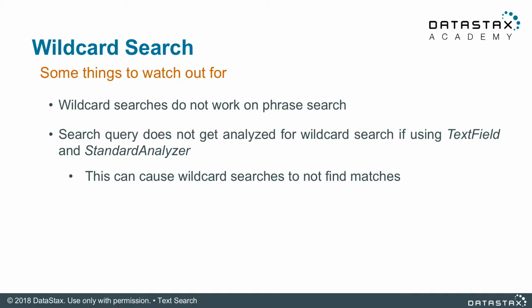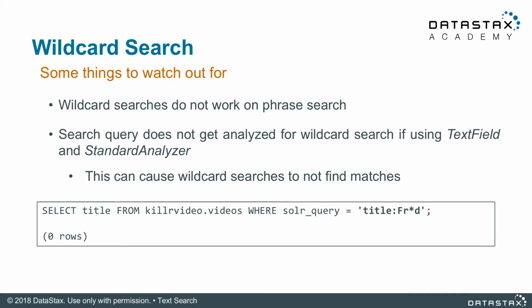There are some things to note about wildcard searches, one being that they do not work with phrase searches. Another is that the text analysis used for a field can affect how wildcard searches match. For example, using a text field and standard analyzer does not apply the same analysis chain to the search query, so search terms that are capitalized will not match the index terms that have been filtered to be all lowercase. In this kind of situation, the exact same wildcard search we used in the previous example would actually return 0 results, simply because the schema is different for the title field.